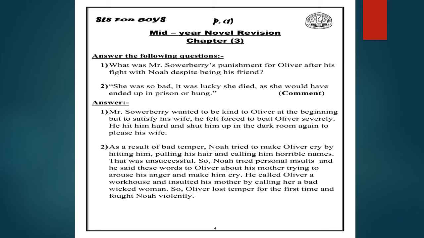Number 2, we have a quotation. She was so bad, it was lucky she died, as she would have ended up in prison or hung. Comment. As a result of bad temper, Noah tried to make Oliver cry by hitting him, pulling his hair, and calling him horrible names. That was unsuccessful. So Noah tried personal insults, and he said these words to Oliver about his mother, trying to arouse his anger and make him cry. He called Oliver a workhouse and insulted his mother by calling her a bad, wicked woman. So Oliver lost temper for the first time and fought Noah violently.